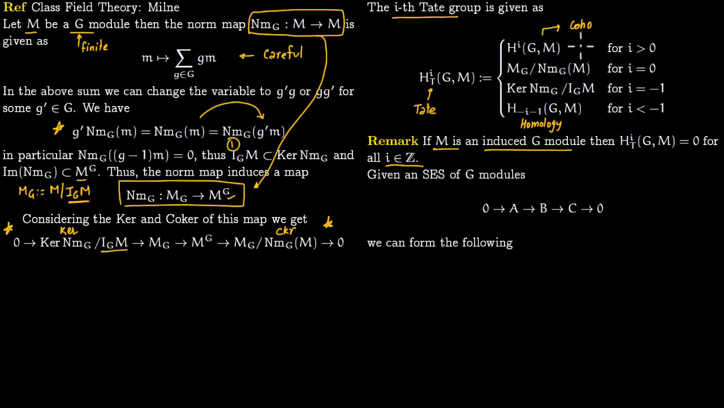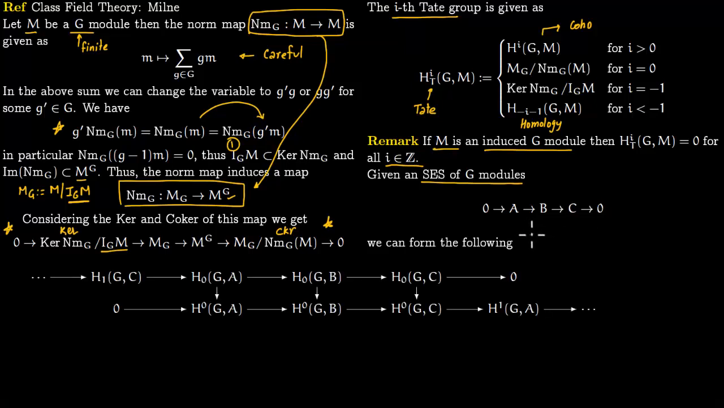Now let us see how such a definition would have arisen. We have been given this definition, and I want to see this in action. We are given a short exact sequence of G modules like this. Then you can form two long exact sequences. One long exact sequence corresponds to the homology, so this is the sequence corresponding to homology, going from C to A, B, C, 0, ending here.